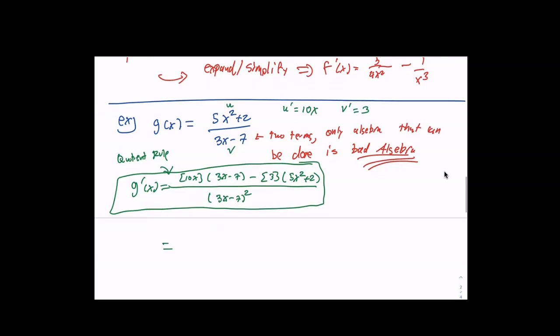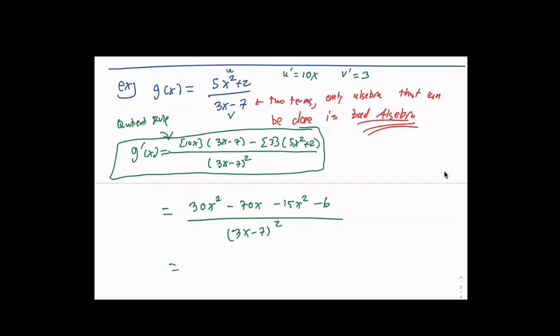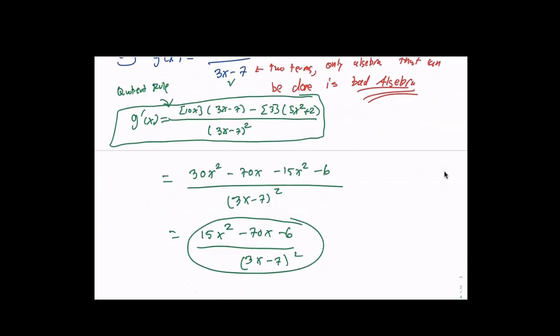But if it's a multiple choice, we have to do some algebra, which just means clean the top. Don't do anything to the bottom, but we need to expand the top. So if I do that, I get 30x squared minus 70x minus 15x squared minus 6 over (3x minus 7) squared, which gives me 15x squared minus 70x minus 6 all over (3x minus 7) squared. And that's what you would see on your multiple choice option.